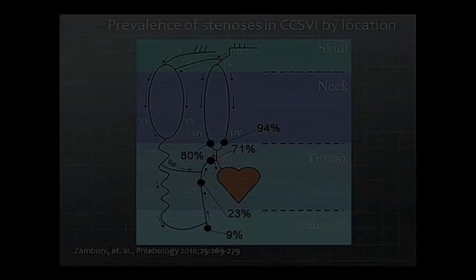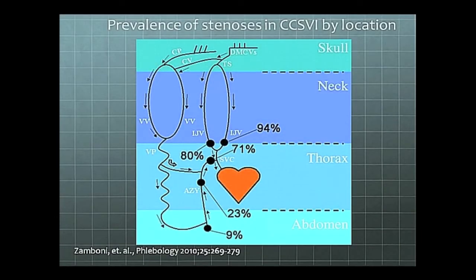This is a map from Zamboni of the prevalence of stenoses, and I'm going to focus my venogram talk on the jugulars and the azygos, a little bit on the ascending lumbar. I'll touch very briefly on the iliacs and renals, but mainly focus on the areas where most of the stenoses are.